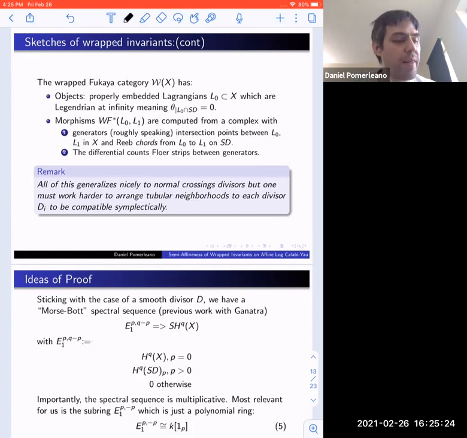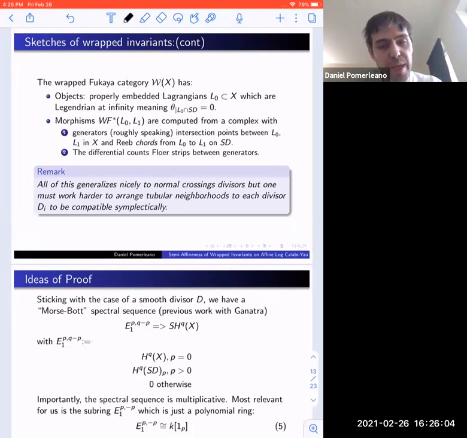generators. So the generators will be intersection points between L0 and L1 inside of your Liouville manifold, and Reeb chords now from L0 to L1. So these are, instead of having Reeb orbits that close all the way up, you have chords from one Lagrangian, or one, I should say, Legendrian to the other Legendrian on this contact boundary.